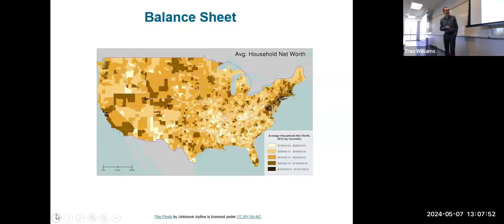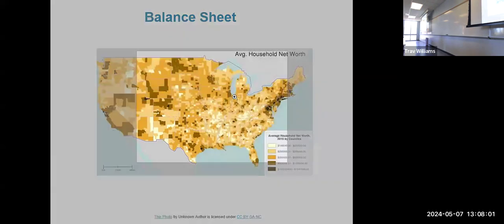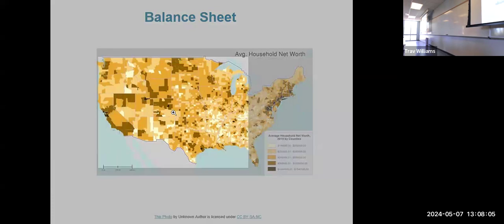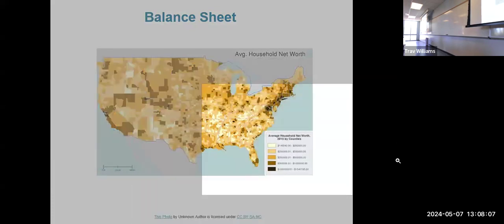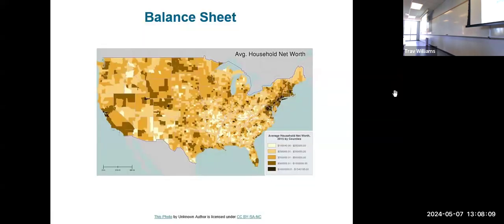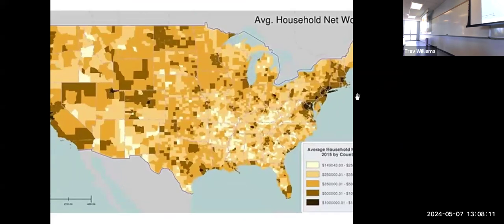Now this first graphic I think is kind of interesting. It shows you where is the wealth in the United States. So this is average household net worth. Do it this way. Like that. So it's a little bit fuzzy and hard to see, but the darker the area, the higher the average wealth.